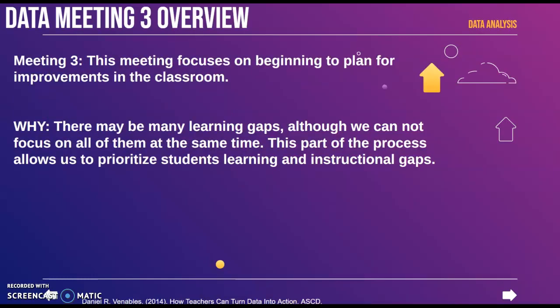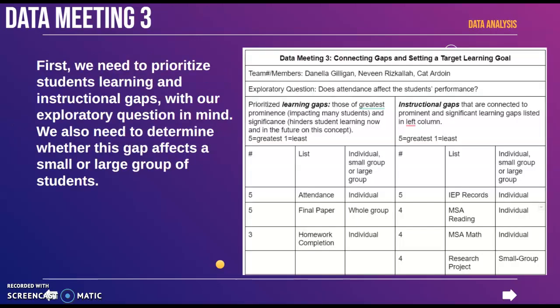So data meeting 3 overview. So this meeting focuses on beginning to plan for improvements within the classroom. So first we need to prioritize student learning and instructional gaps with our exploratory question in mind. We also needed to determine whether the gap affects a small group or large group of students. So we use this chart to help us organize our thoughts.